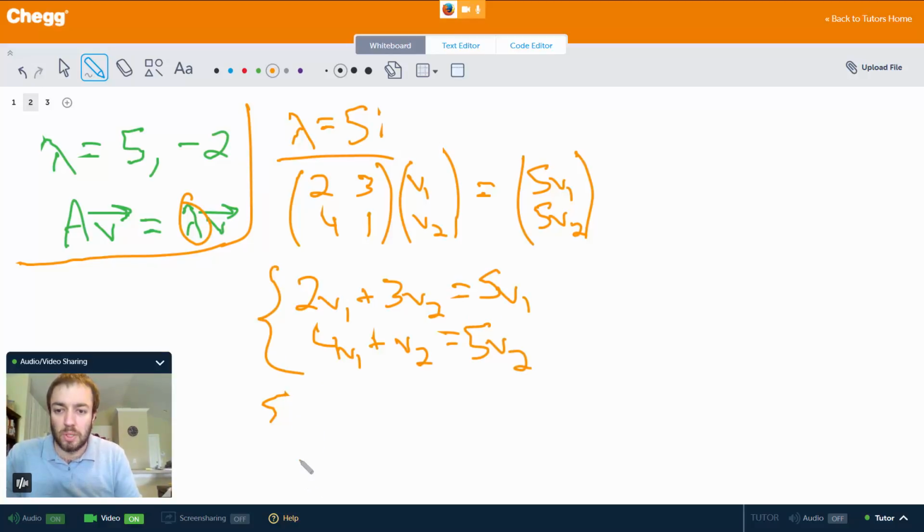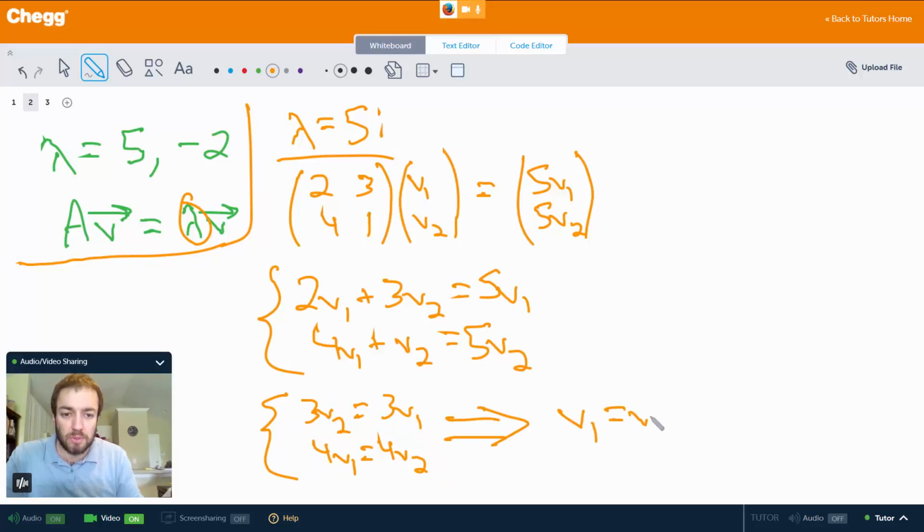If we simplify it, we have 2v1 plus 3v2 equals 5v1. Subtract 2v1 from both sides, and we get 3v2 equals 3v1. And here, if we subtract v2 from both sides, we get 4v1 equals 4v2. Now, we can divide both sides of this by 3, and this one by 4, and what we see is that ultimately we just end up with v1 equals v2.